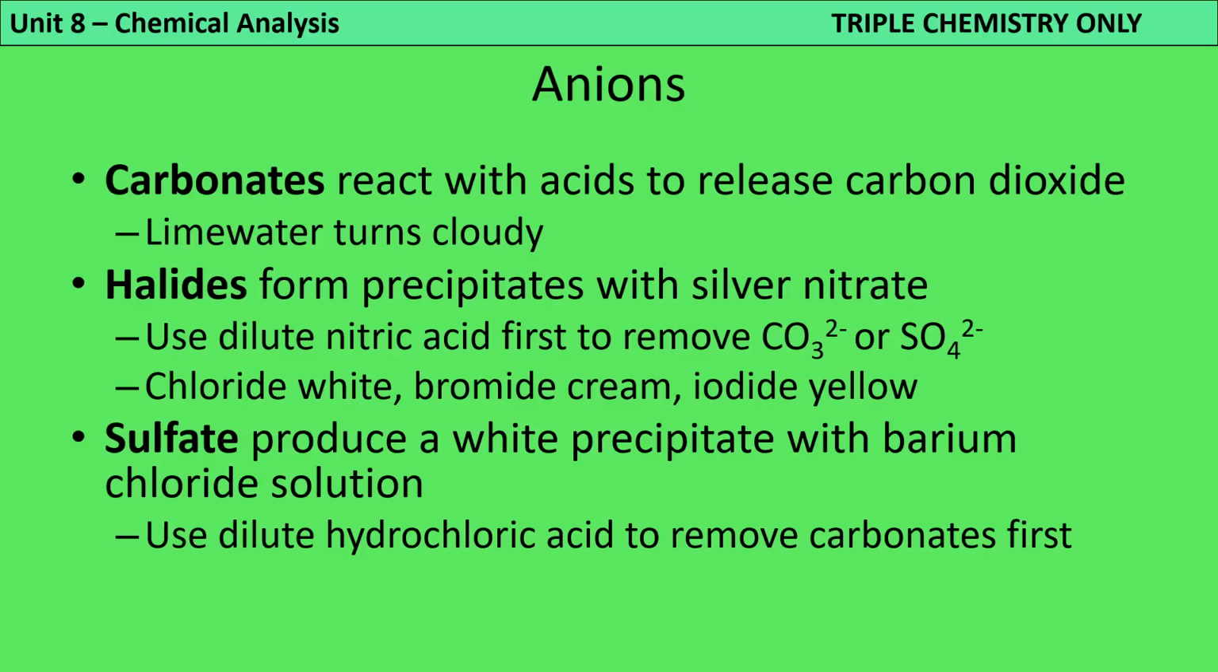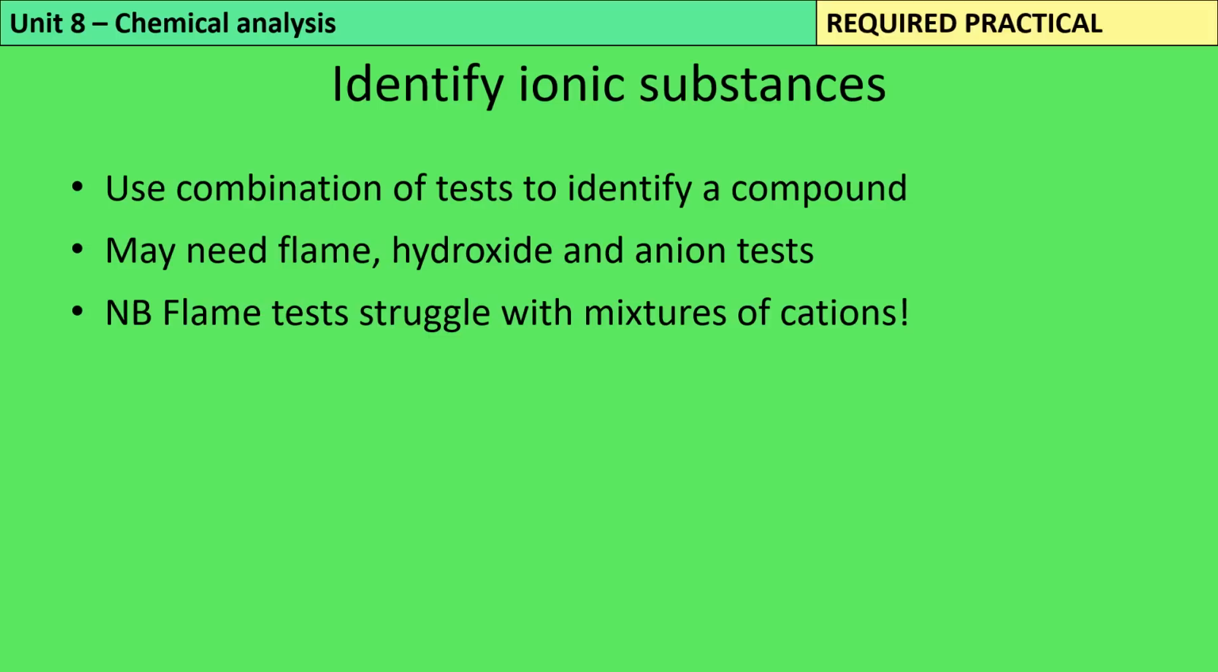Finally, we test for sulfates by adding barium chloride solution. Before we add the barium chloride, we need to use dilute hydrochloric acid to remove any carbonates, as again this would give us a false positive. As part of the required practical, you need to be able to describe how you would use these tests or a combination of them to identify what a particular substance is. You may need to use flame tests, hydroxide tests, and the anion tests.